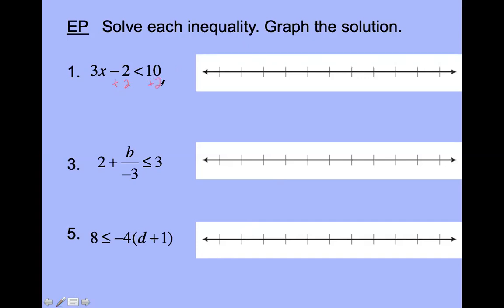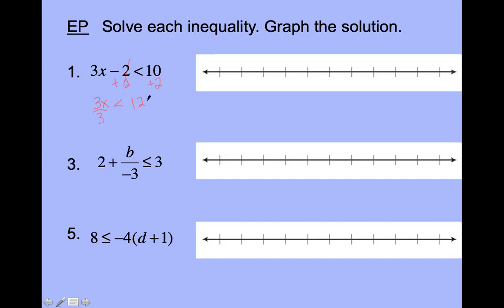And this is very much like solving an equation. You just have to remember that you have an inequality symbol and don't forget to bring it down with you. So those 2's are gone. I bring down that less than. 10 plus 2 is 12. Our next step is to divide by 3.